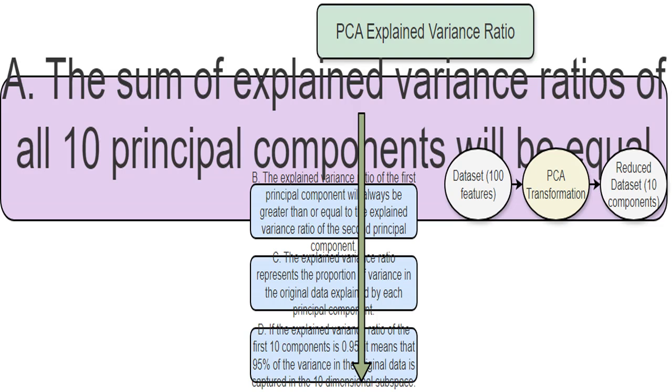This statement is always true. Think of the explained variance ratios as percentages. If you add up all the percentages of variation explained by each principal component, they will always total 100%, or 1.0 in decimal form. That's because these components together explain all the variance in the original data.